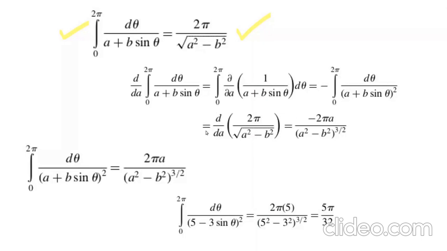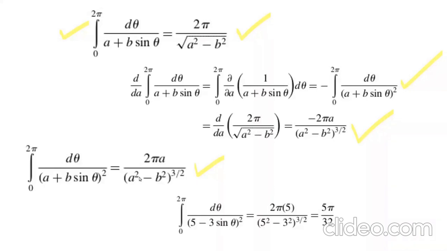And if you differentiate the right hand side, it will give you minus 2 pi a by (a square minus b square) to the power 3 by 2. So using the left hand side differentiation and the right hand side differentiation, we can claim that the integration 0 to 2 pi d theta by (a plus b sine theta) whole square will be equal to 2 pi a by (a square minus b square) to the power 3 by 2.